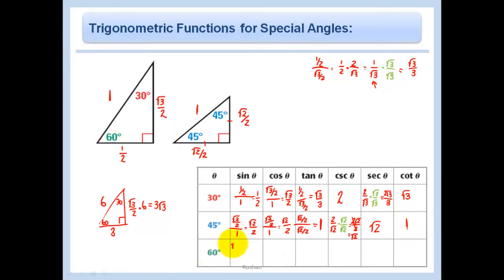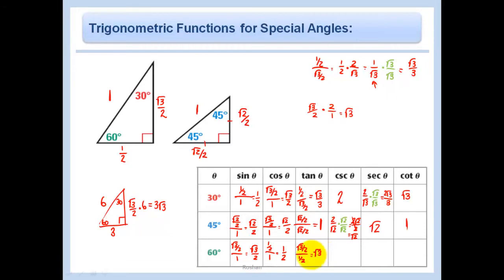Opposite, root 3 over 2, over hypotenuse, that's just root 3 over 2. Cosine is adjacent. Adjacent to the 60 degrees is 1/2, over 1 is just 1/2. Tangent is going to be root 3 over 2 over 1/2. Opposite over adjacent, which is, let's do it up here, root 3 over 2 over 1/2. So times 2 over 1 is just root 3.